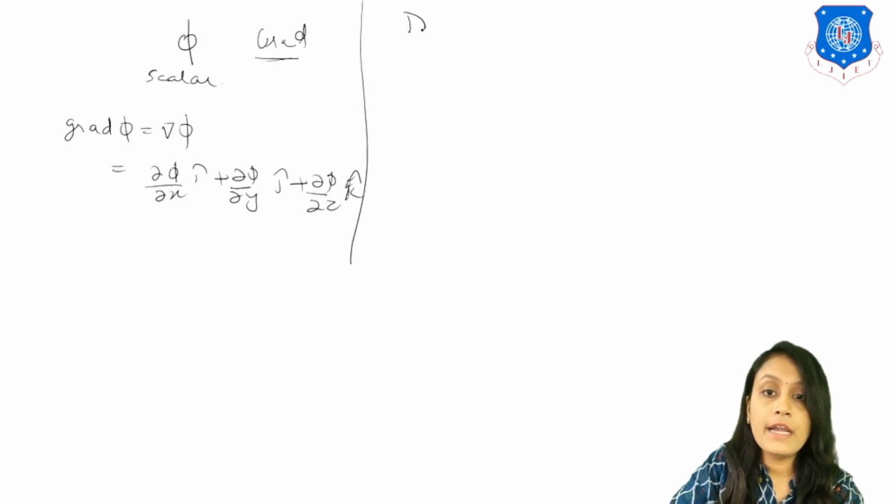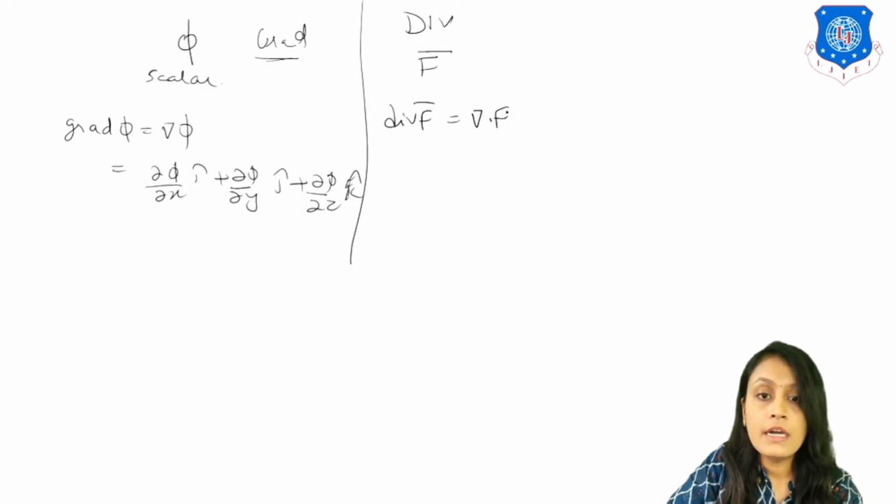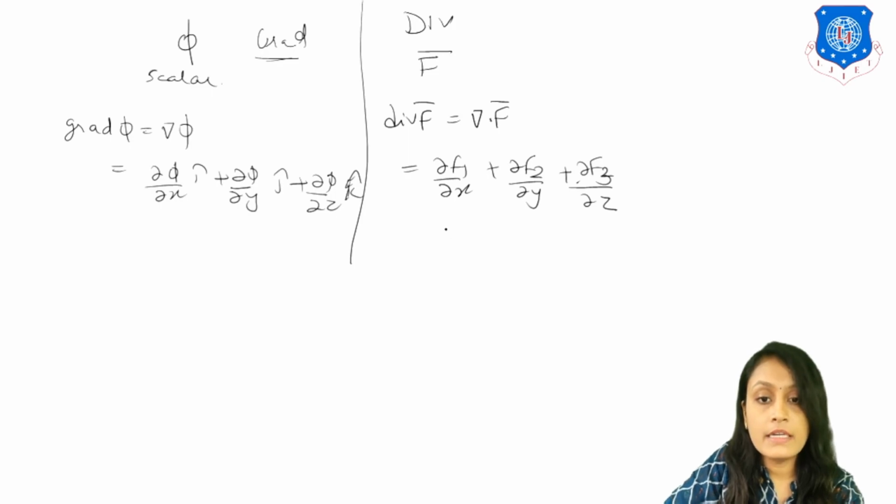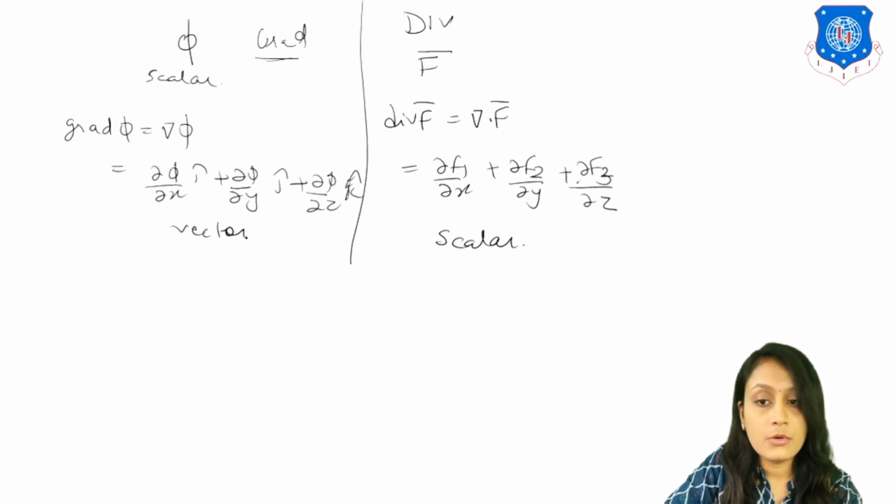Now, to find divergence, f bar will be given, and its notation is divergence of f bar or del dot f bar. And the formula is what: del f1 by del x plus del f2 by del y plus del f3 by del z. And this is a scalar quantity. The gradient is a vector quantity.